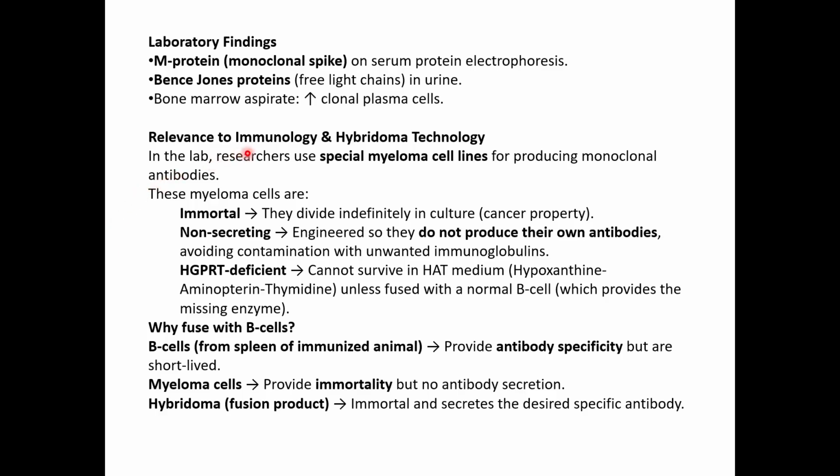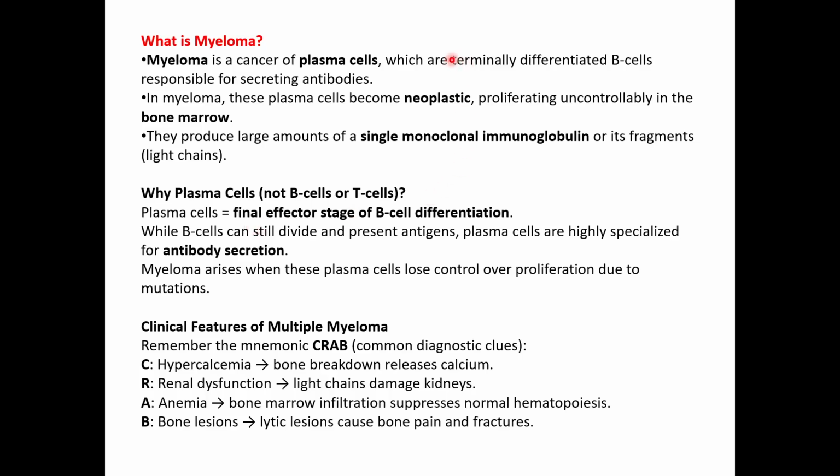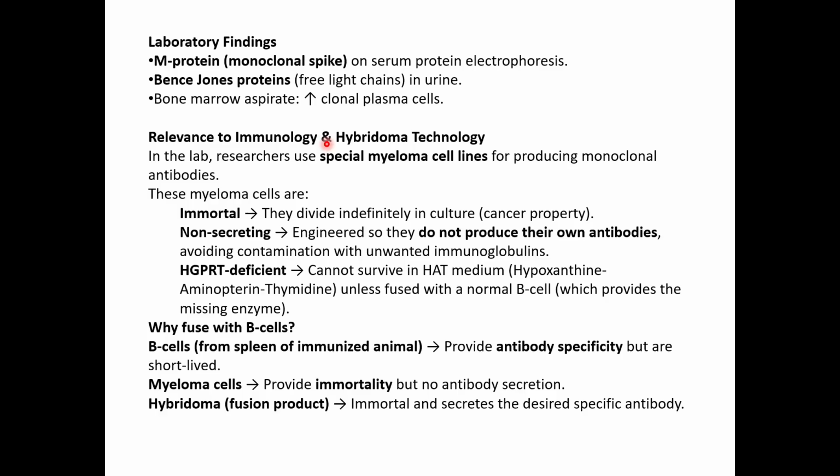Then coming to its relevance in immunology and hybridoma. In the lab, researchers use special myeloma cell lines for producing monoclonal antibodies, like we discussed in hybridoma technology. These cells are immortal and they do not produce their own antibodies. Like here it is given that it produces, but when we use it for hybridoma technology, they are engineered in a way that they do not produce their own antibodies.